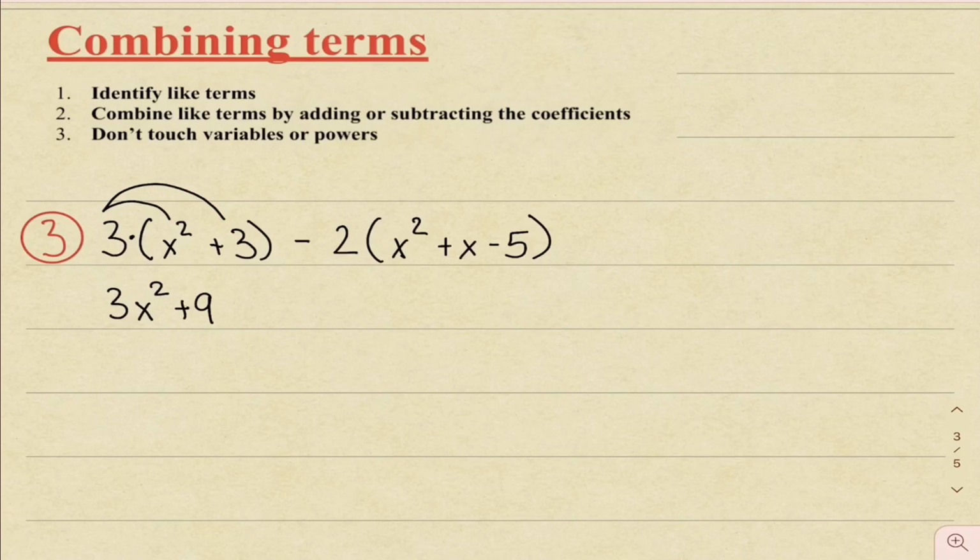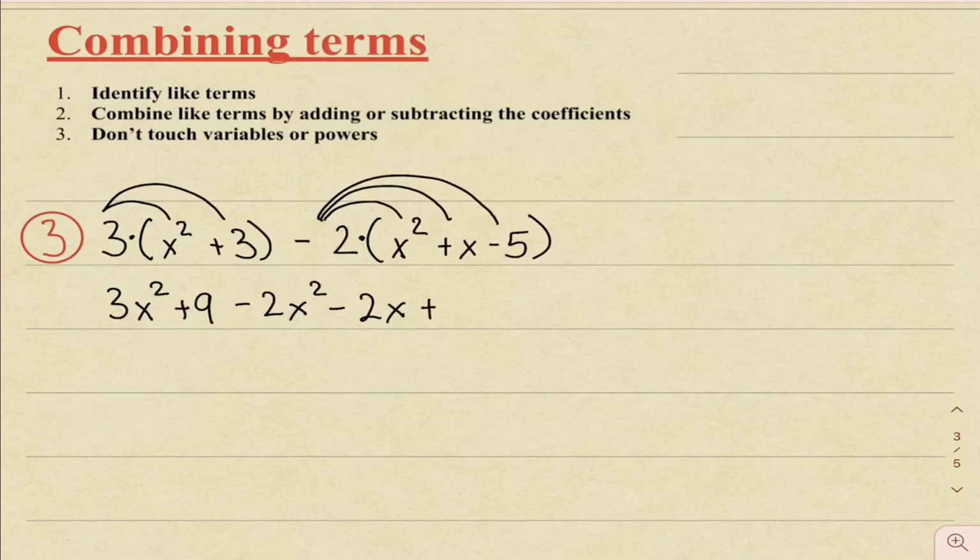Now over here I have the same thing. I have negative 2 multiplying, in parentheses, x squared plus x minus 5. So this negative 2 is going to multiply the x squared, and then it's going to multiply the positive x, and then it's going to multiply the negative 5. So I have negative 2 times x squared is just negative 2x squared. And then I have negative 2 times positive x is just negative 2x. Now I have negative 2 times negative 5. Those are two numbers multiplying each other with the same sign. So the answer is positive. 2 times 5 is 10.